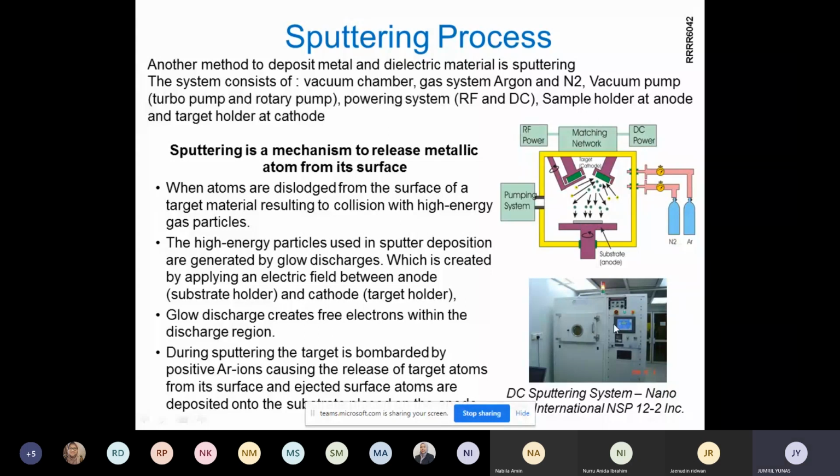This is a photograph of our sputtering system, which is available in the MEMS clean room, in the engineering building. RF power is used to deposit metal and also dielectric material, while DC power is used only to deposit the metal layer.